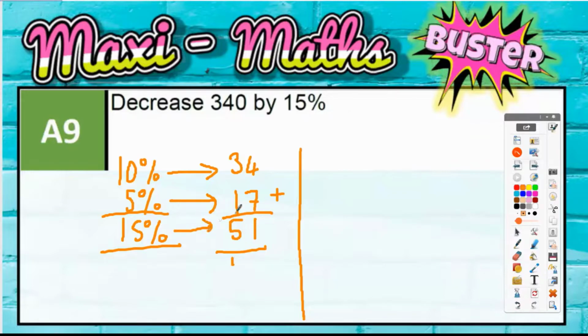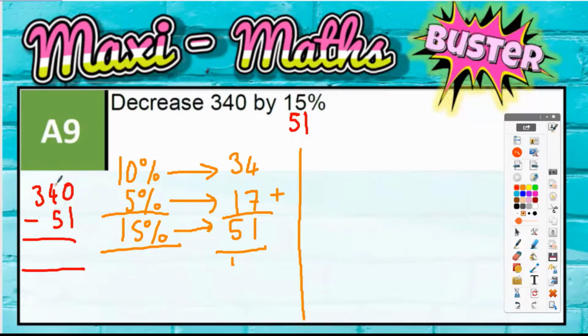So 15% is worth 51, but don't forget we have to decrease 340 by the 15%. So that 15% is worth 51, so we can almost write it there and now read it again, decrease 340 by 51. Don't go thinking that all you got to do is swap the digits around, because 15 swapped around becomes 51. That's just a total coincidence. So don't think that. We've got to actually subtract 51, okay? So 340 subtract 51, because it's a decrease.